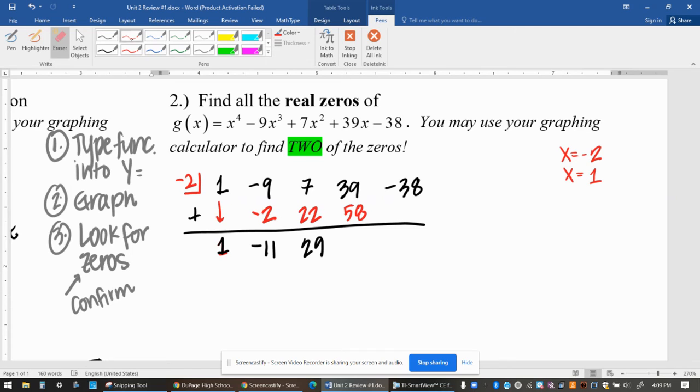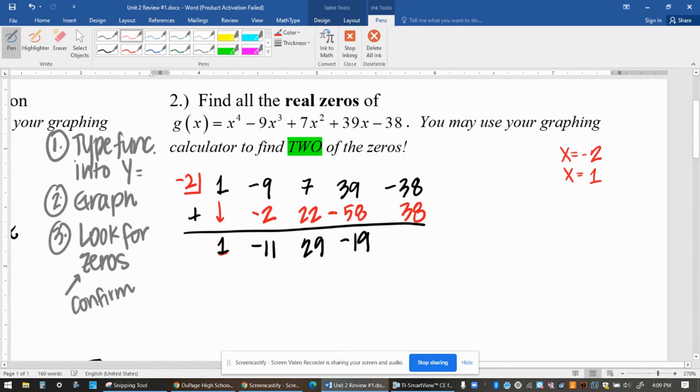Oh, I found it. It's negative 58, right? Negative 2 times 29. Good. Okay, we got to be careful with our work. So negative 58 plus 39. Now we're talking. Now I'm going to have a remainder of 0.